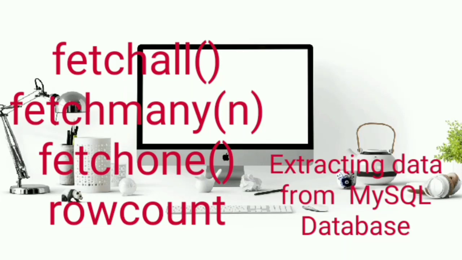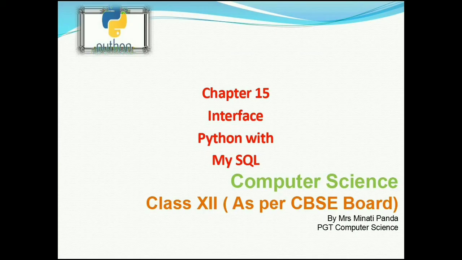In this video, we will discuss how to fetch records from a database. For this, we will use fetchall, fetchmany, and fetchone methods. In the previous videos, we have already discussed how we can install MySQL connector using pip, how to insert and update data in the database, and also we have discussed parameterized queries.